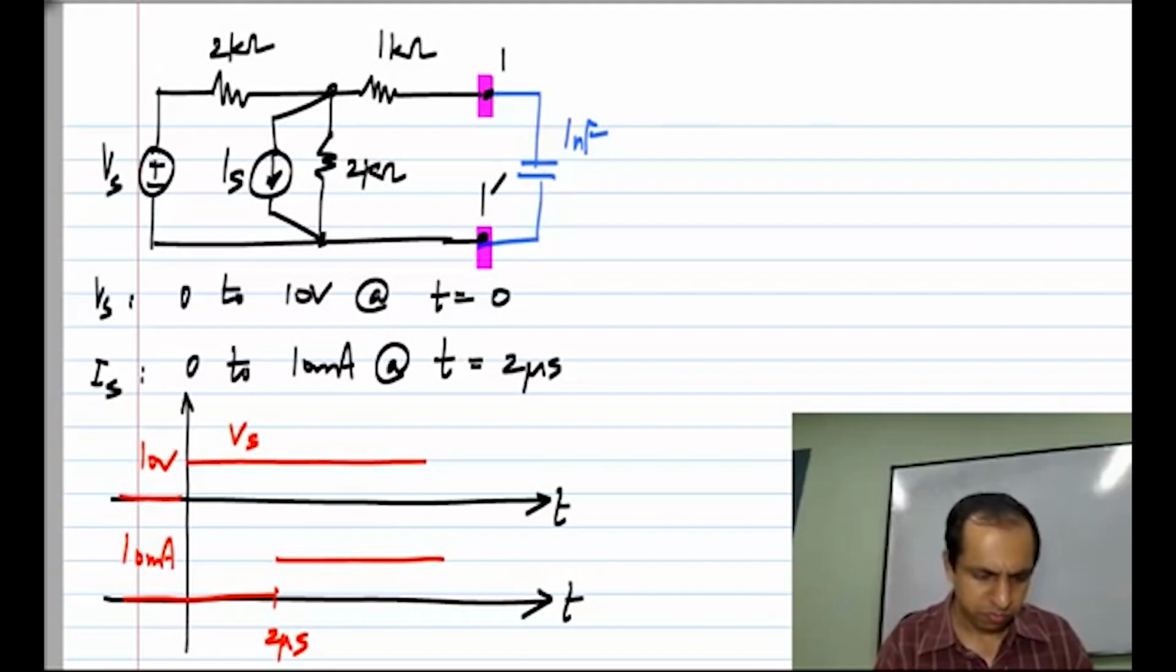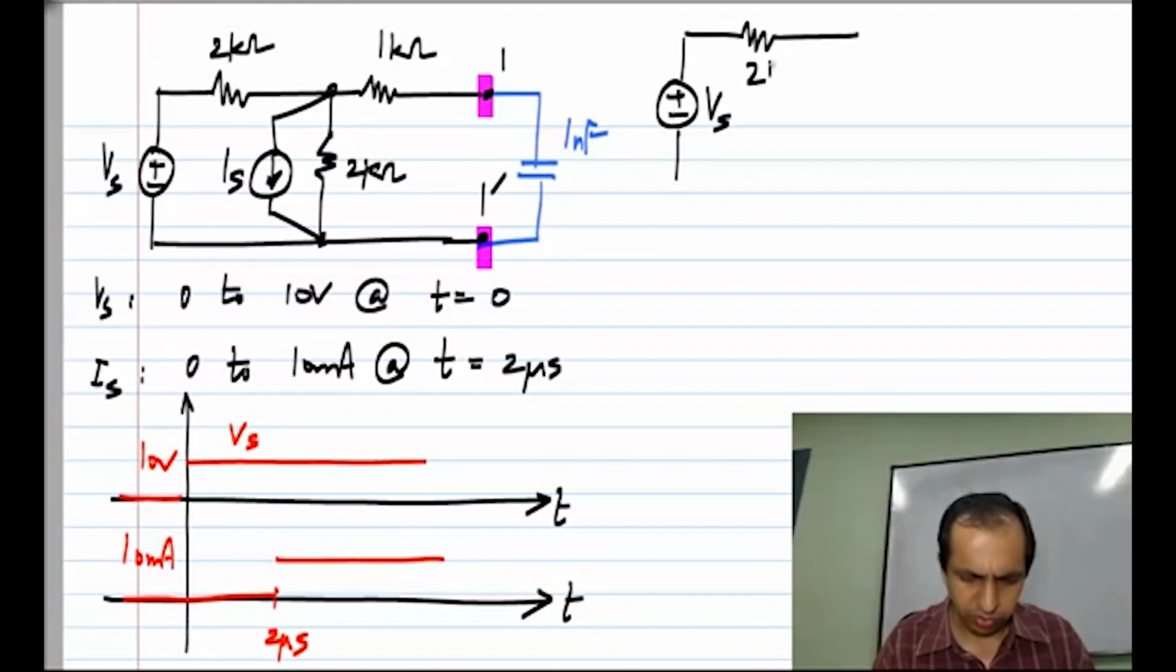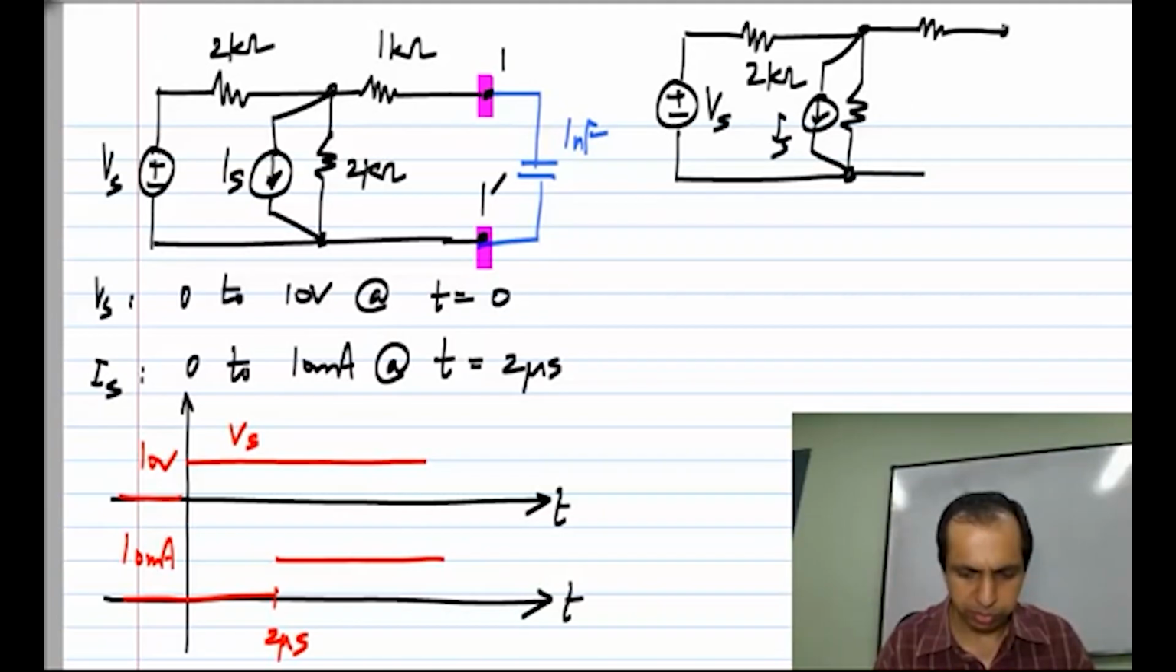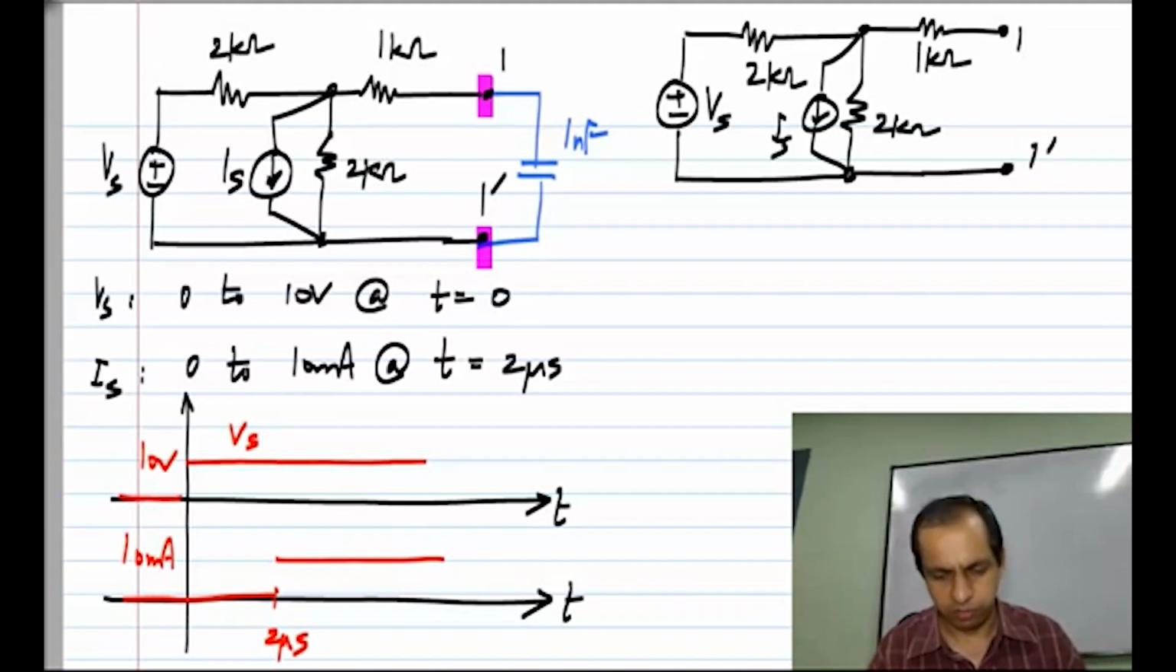Either can be used. I will use the Thevenin equivalent here, but you can use the Norton equivalent and verify that the answers are exactly the same. So let me call these Vs and Is. Let me keep them as variables for now, and 1 prime, then this is what I have.